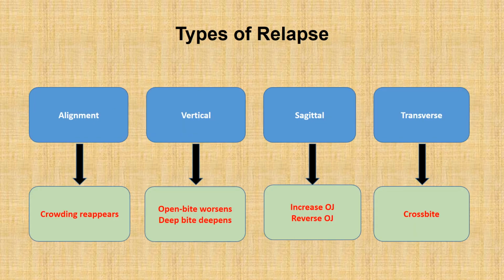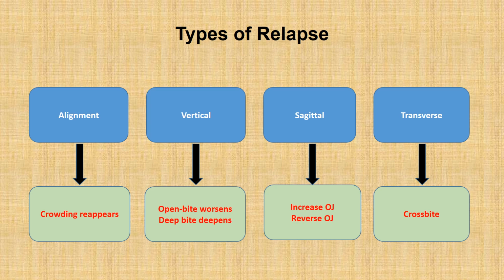Okay, now there are four types of relapse. Now, the first relapse is a relapse in alignment, whereby with relapse, crowding of the teeth reappears. Now, the second type of relapse is in the vertical direction, in which with relapse either the open bite worsens or the deep bite deepens.